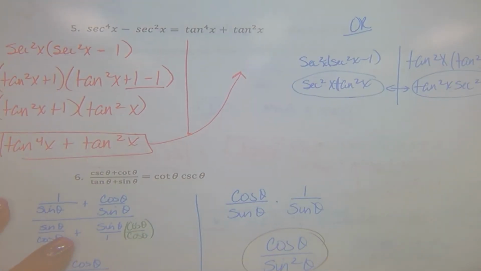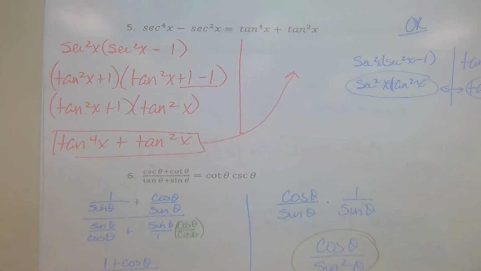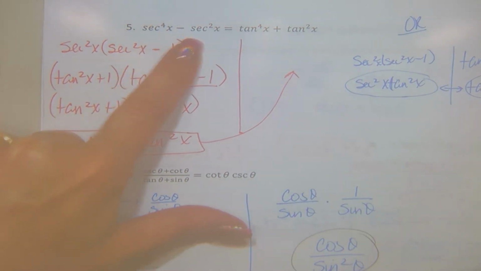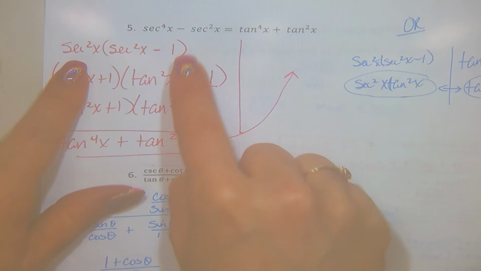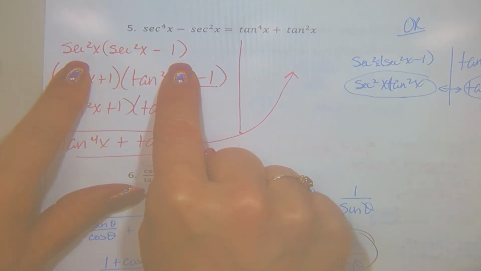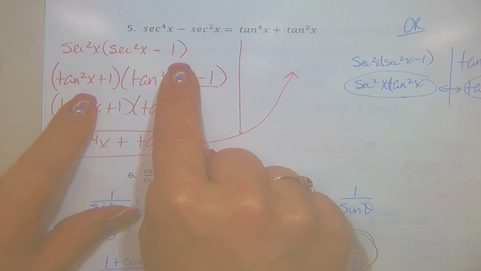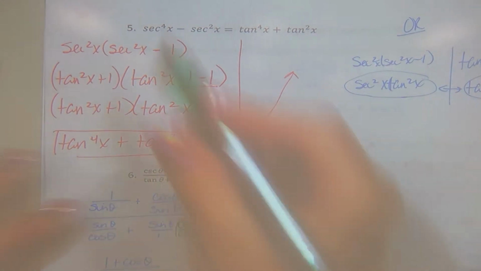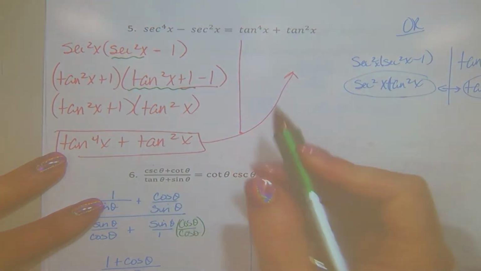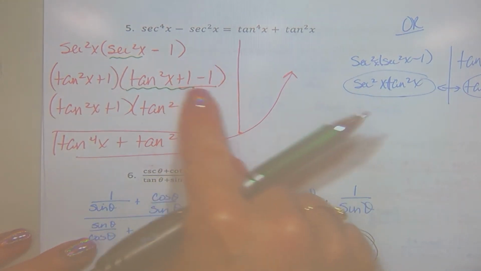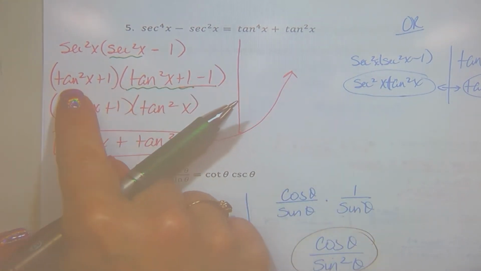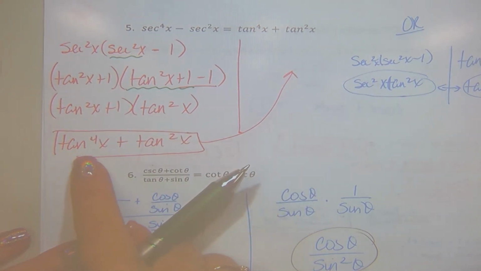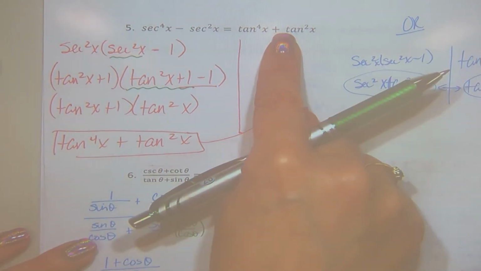Number 5, I have 2 ways to go on number 5. The first way, I'm working down the left. Secant to the 4th x, I can factor out a common factor of secant square. So when I factor out secant square, I have secant square minus 1 left. Secant square x is the same thing as tangent square x plus 1 based on that Pythagorean identity. And then I already have that minus 1. So plus 1 minus 1 adds to 0. So I've got tangent square x plus 1 times tangent square x. When I distribute that through, I get my tangent 4th x plus tangent square x, and I have verified.